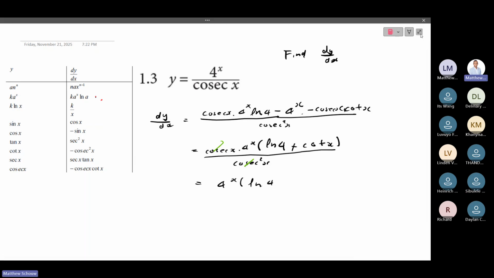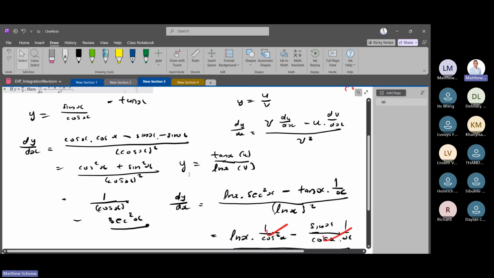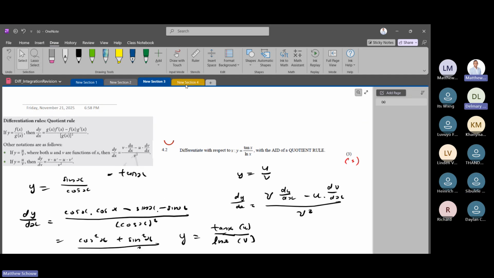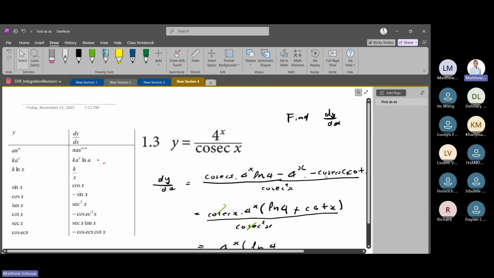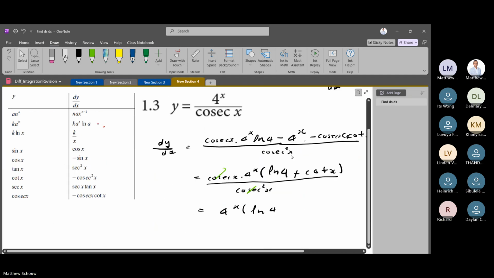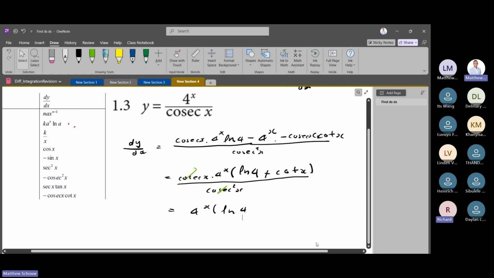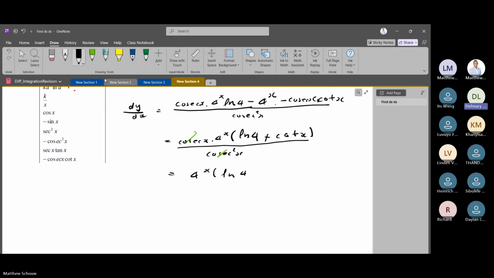Let me just quickly see. No, so this is negative and that's negative, right? So this becomes positive, all of this. That's a multiplication, 4 to the power of x times negative cosecant cotangent x, and that makes it positive. Yeah, I agree with that. That's correct.